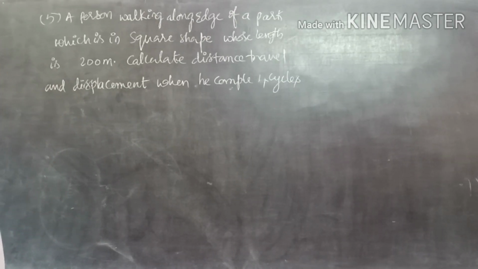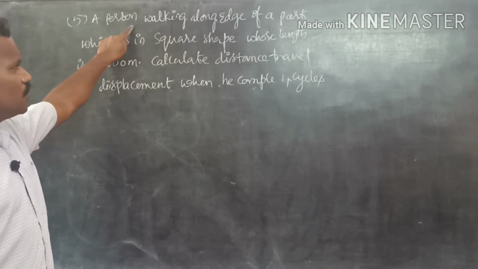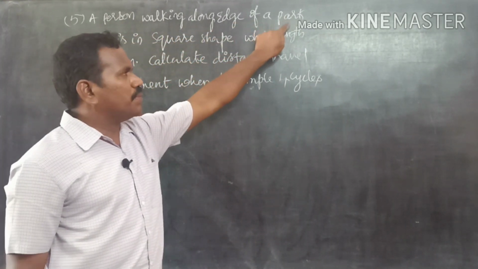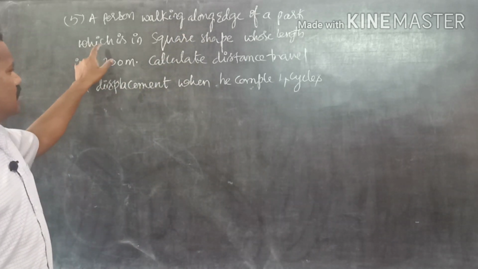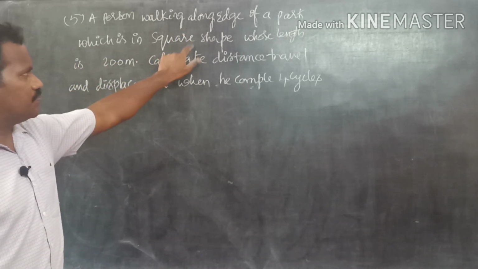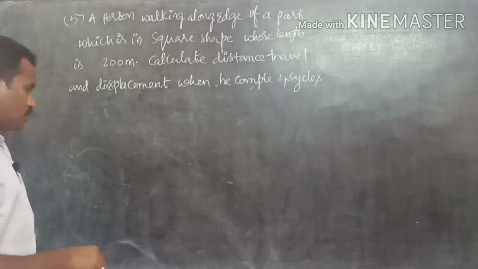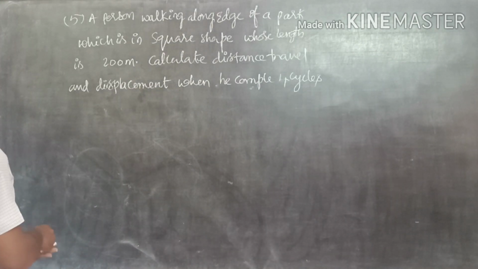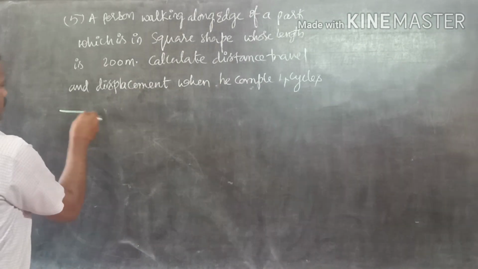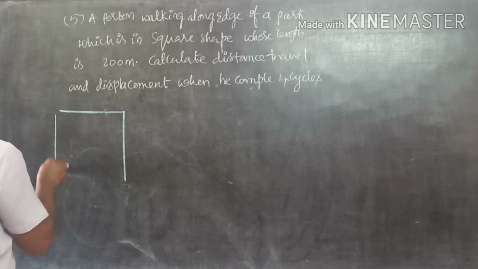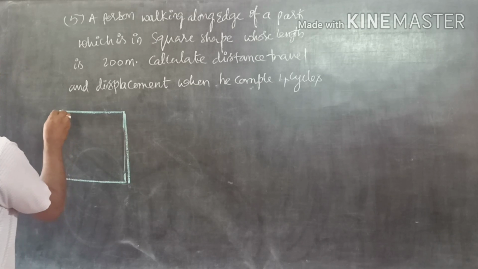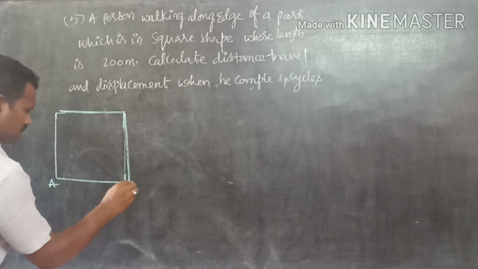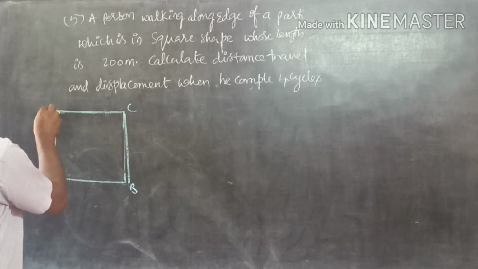In this problem, a person is walking along the edge of a park. What is the park? The park is in square shape. So first of all, we should draw a square. For example, this is a square shaped park. Let the park be represented as A, B, C, D.